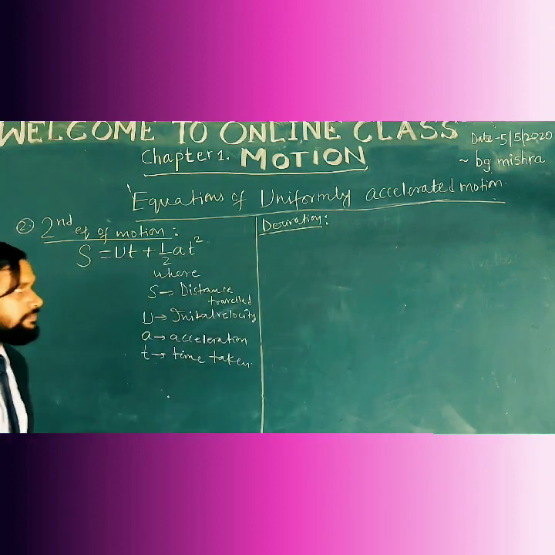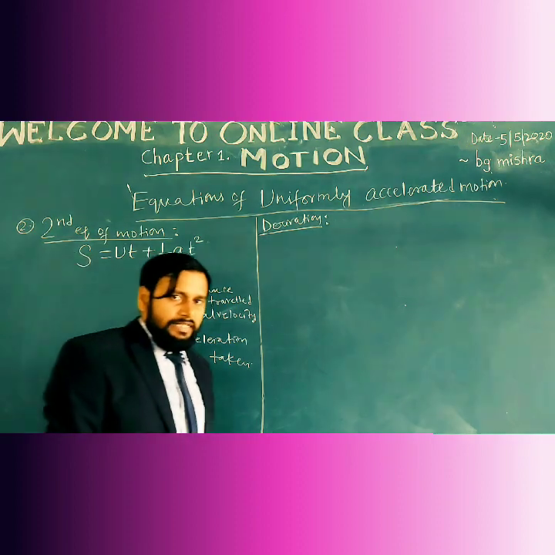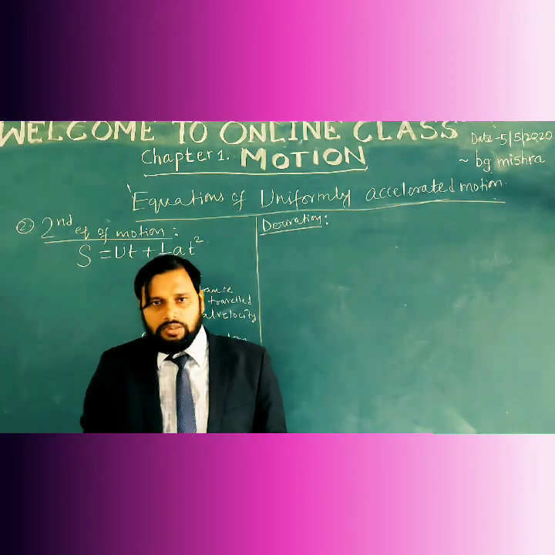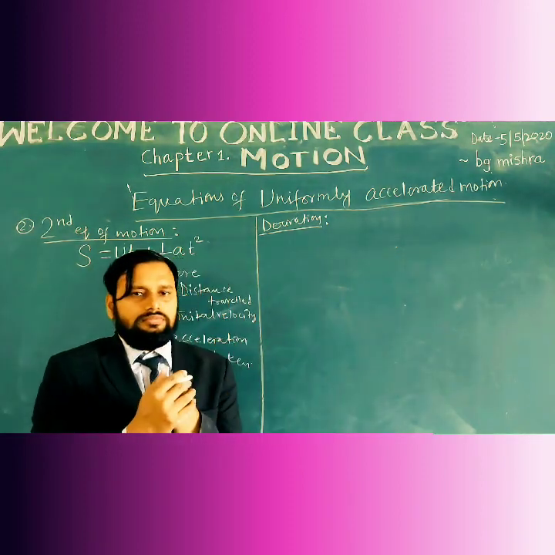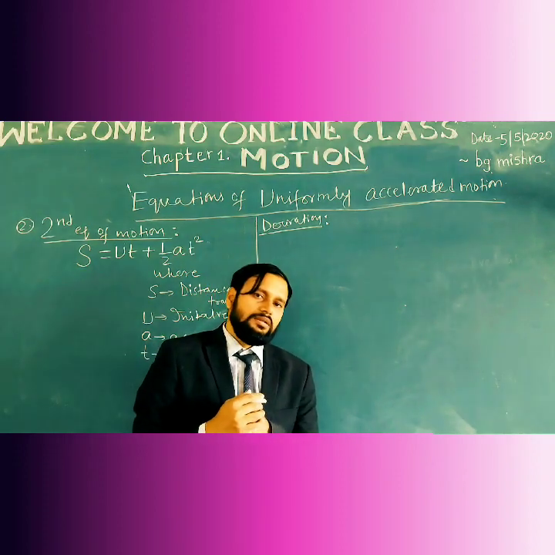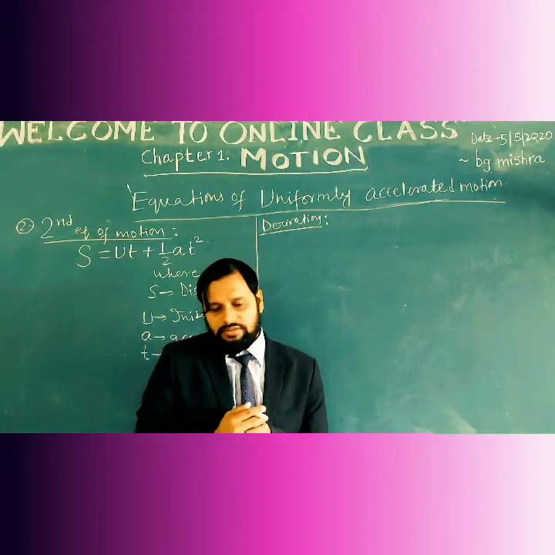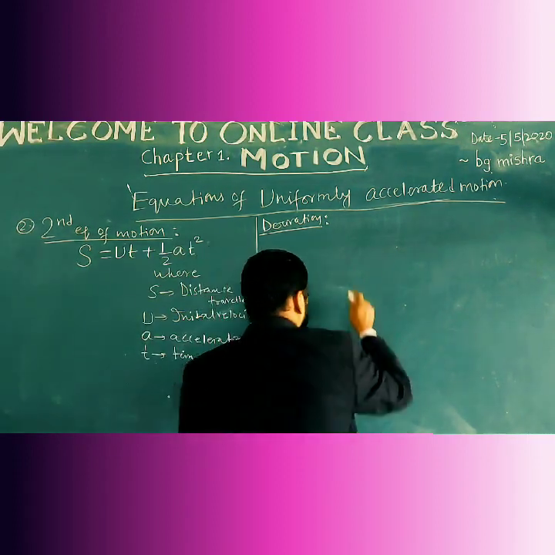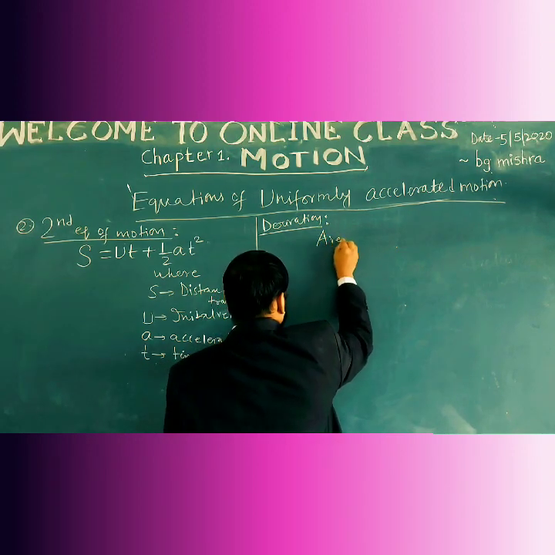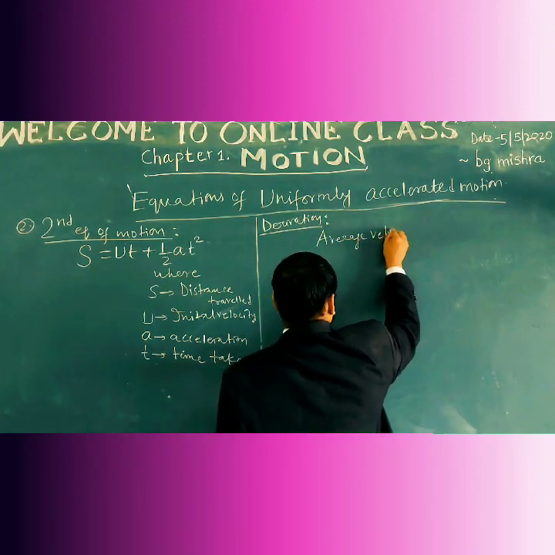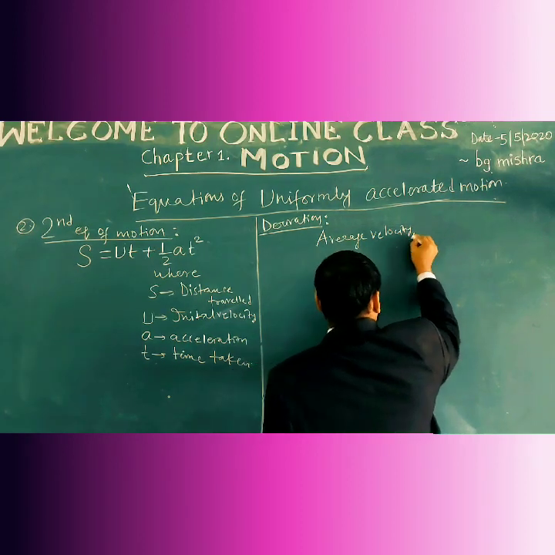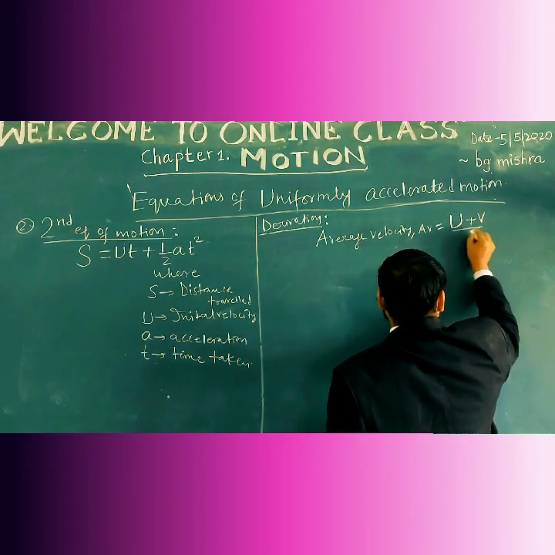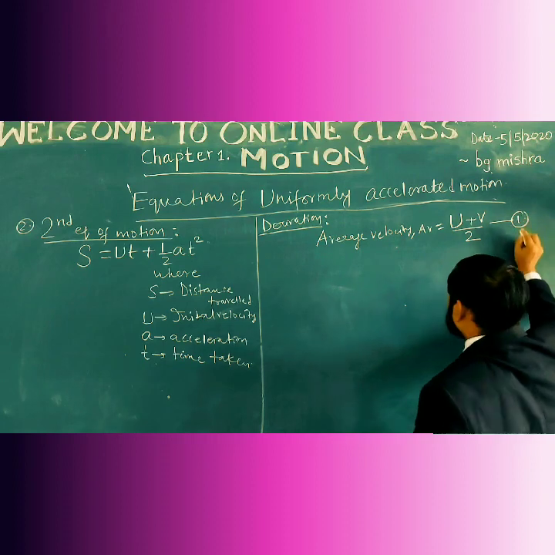Derivation. So the second equation of motion, s equals to ut plus half at square. So how will we proceed to derive? How will we start to derive? For deriving this equation, what do we have to do? We have to use the formula for average velocity. As you know, average velocity, v_av equals to initial velocity plus final velocity upon 2. This is equation number 1.